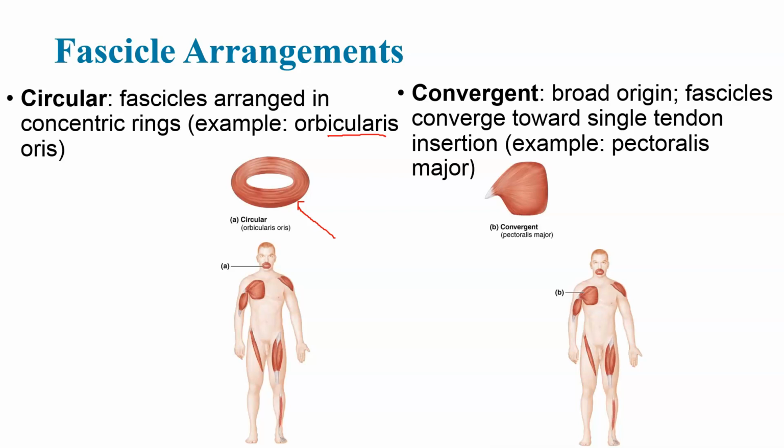Some muscles will have fascicles that are convergent, so we'll have a broad origin like you see here for the pectoralis major, but then it all converges on a single tendon, which is part of the insertion.